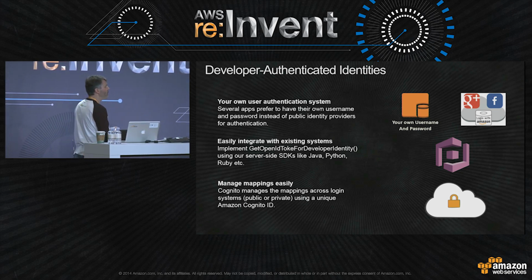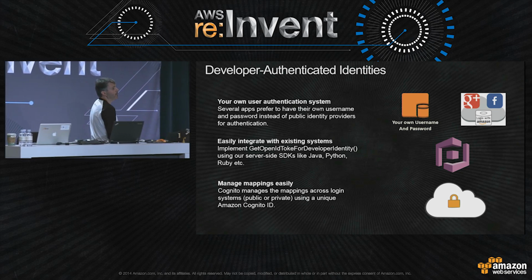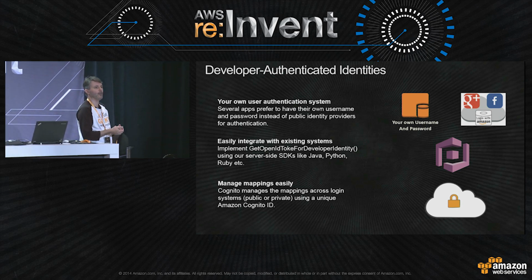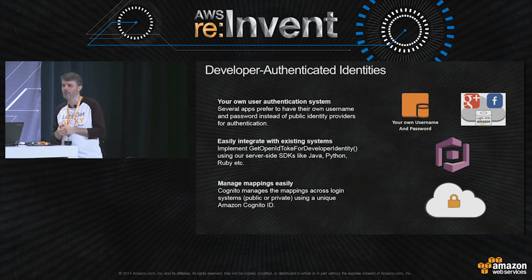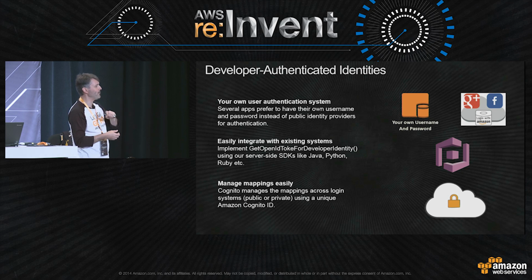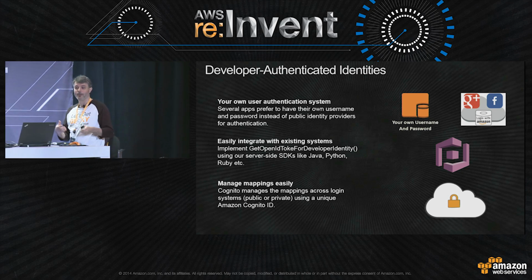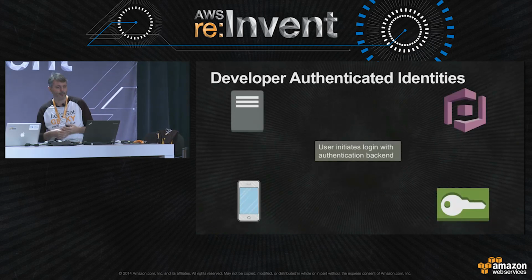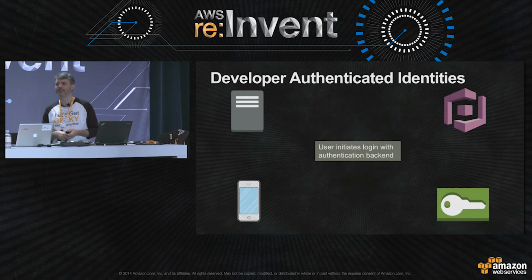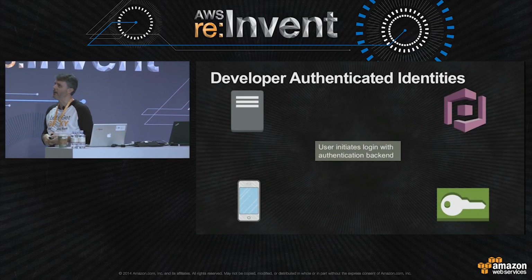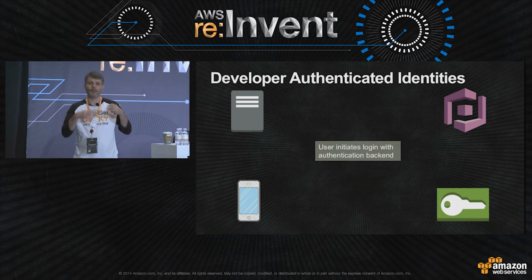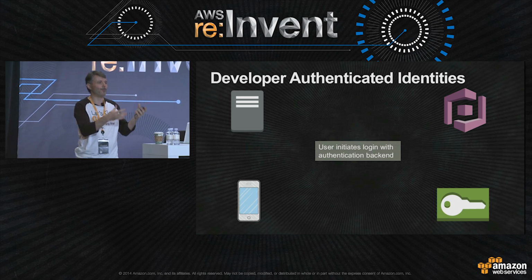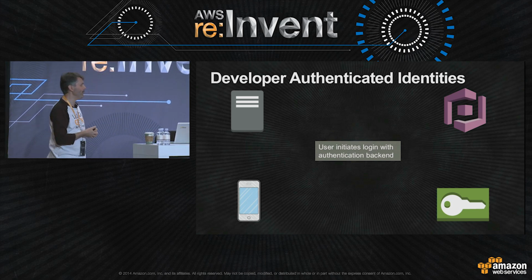But a very frequent customer request that we had is, what if you have already your own authentication system? You have already your own backend to authenticate your user. And for many different excellent reasons, you don't want to send your user to Google, Facebook, or Amazon for user authentication. You want to do the authentication yourself. So we recently added that capacity to Cognito as well. And let's see how it works. We call that developer authenticated identities, because obviously you, the developer, are the one responsible then to authenticate your user.